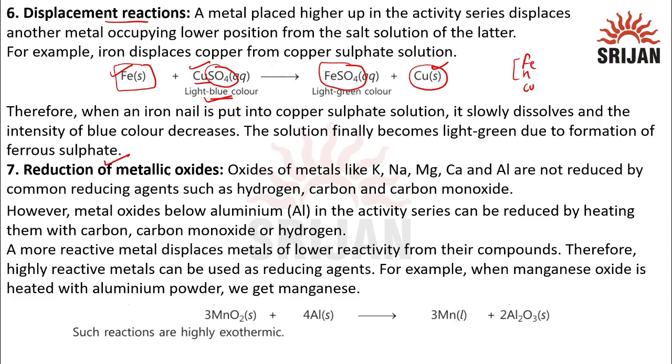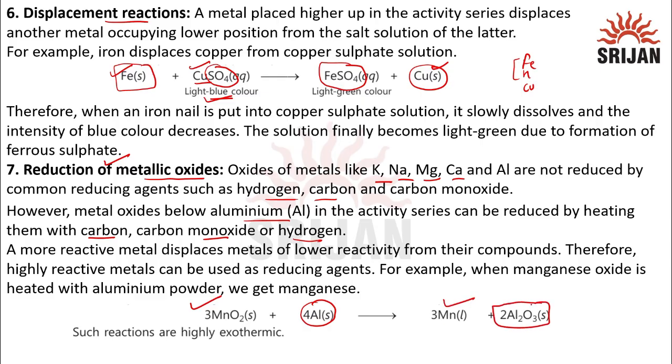Now the seventh property is the reduction of metal oxides. Oxides of metals like potassium, sodium, magnesium, calcium and aluminium are not reduced by common reducing agents such as hydrogen, carbon or carbon monoxide because they are very reactive metals. However, metal oxides below aluminium in the activity series can be reduced by heating with carbon, carbon monoxide or hydrogen. Here you can see manganese oxide, when reacted with aluminium, forms manganese metal and aluminium oxide.